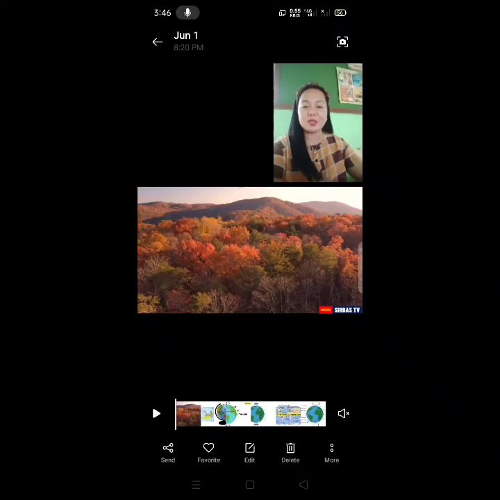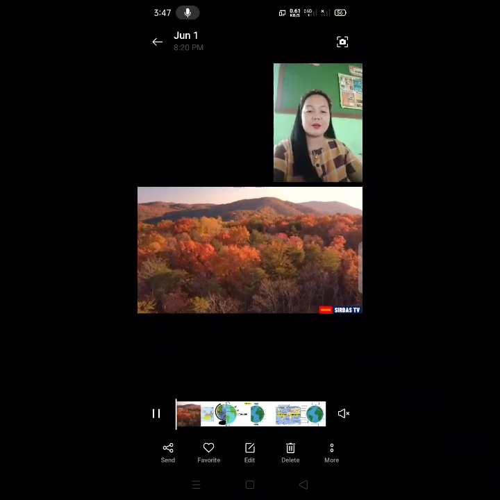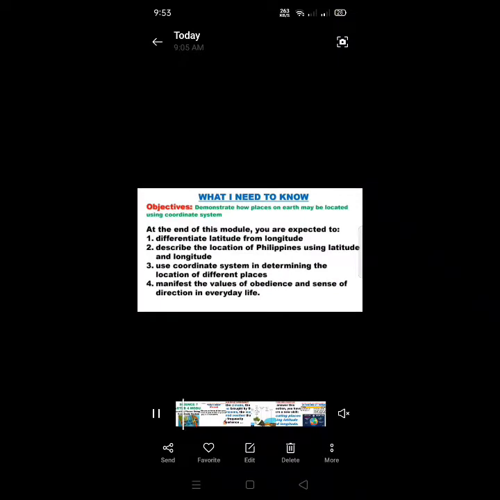Today, we are going to discuss how to locate places on Earth using the coordinate system, the latitudes and longitudes. Are you ready? Yes. So, demonstrate how places on Earth may be located using the coordinate system.